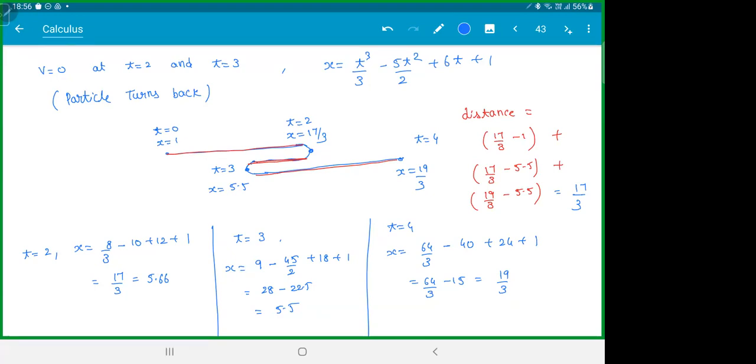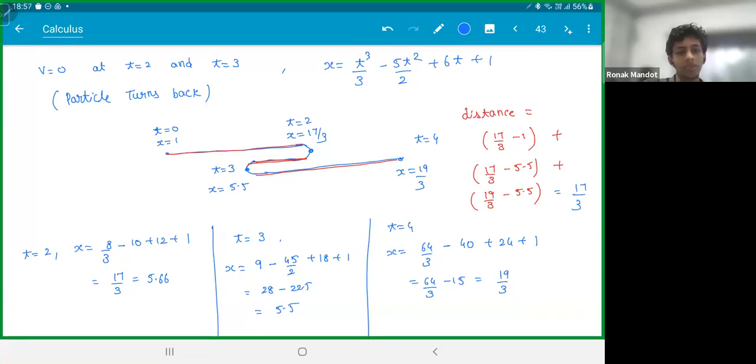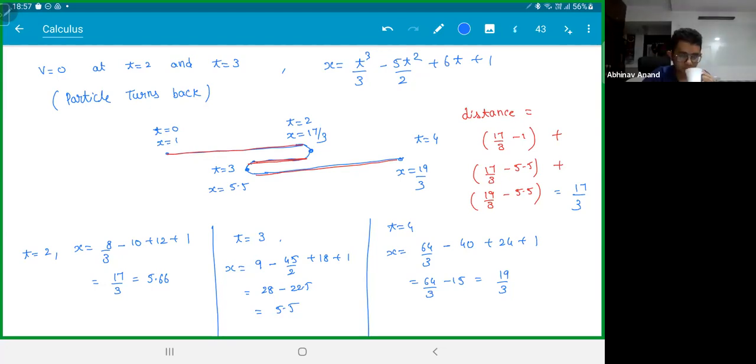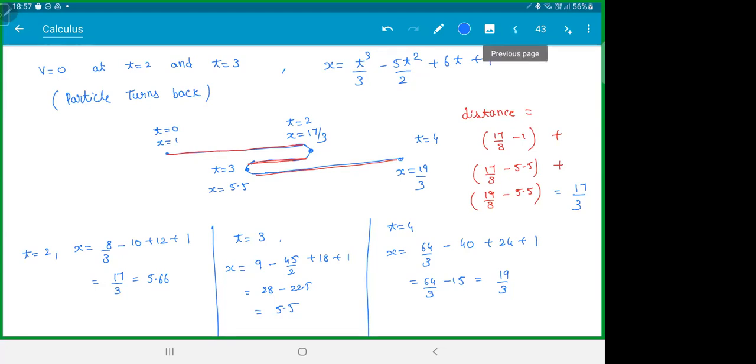Ronak, clear? Yes, sir. Abhinav, Swastika, clear? Yeah. Turn the page. Ritu, Monica? Perfect. Next one.